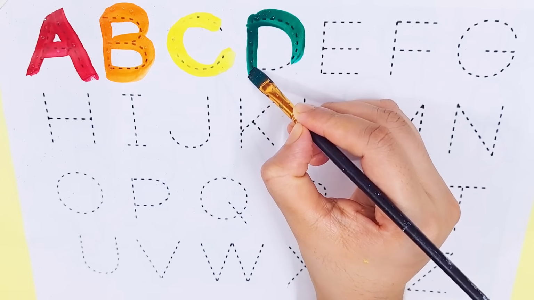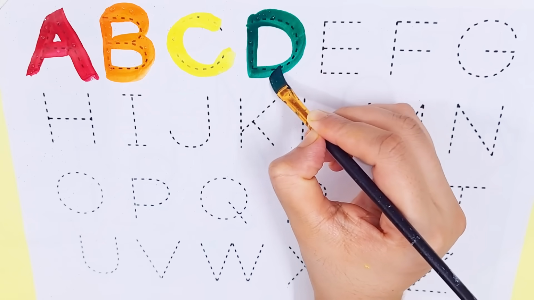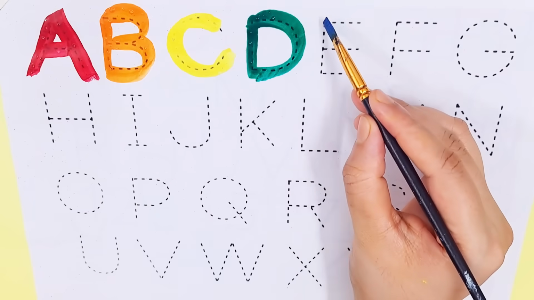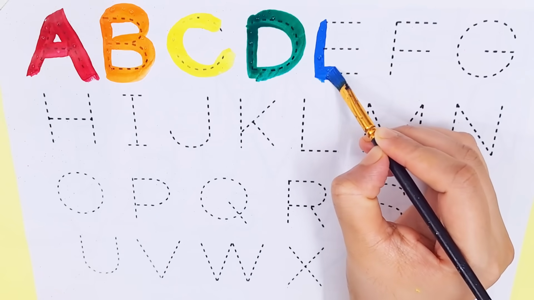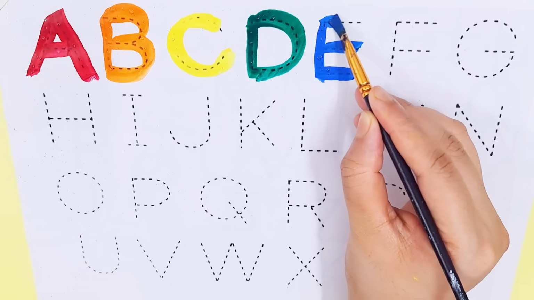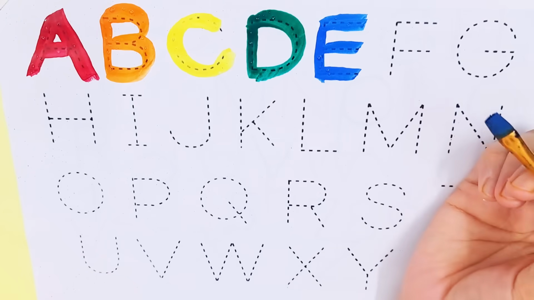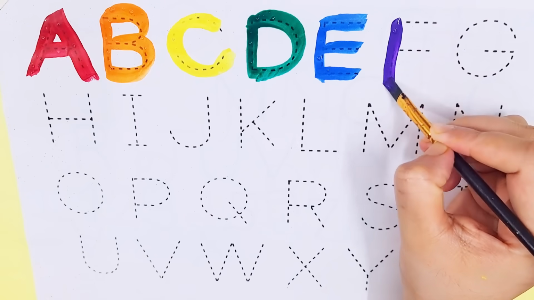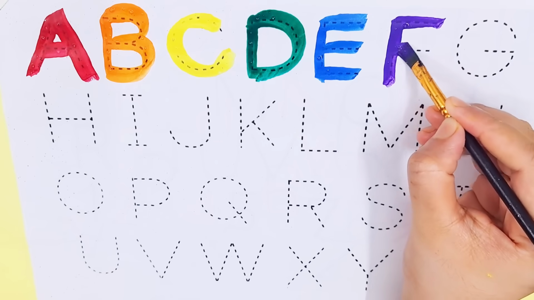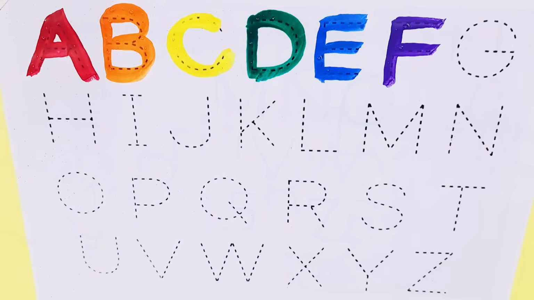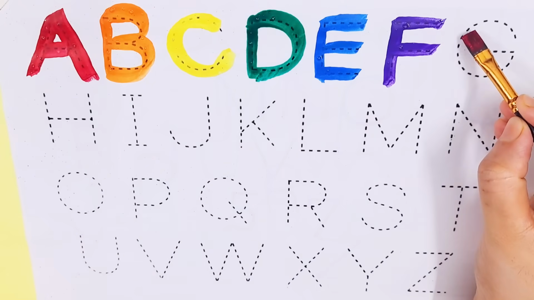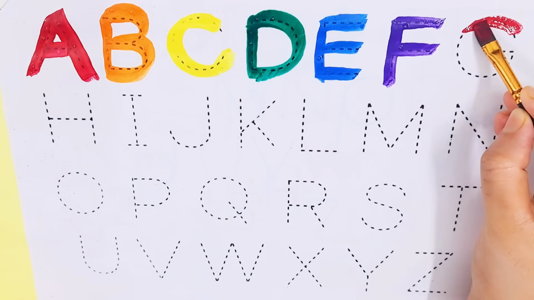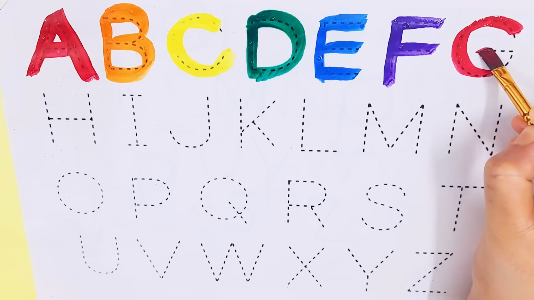D for dog. E for egg. F for flowers. G for goat.